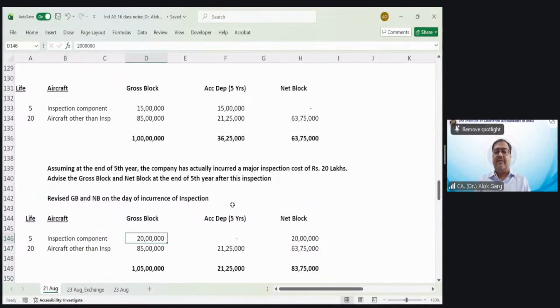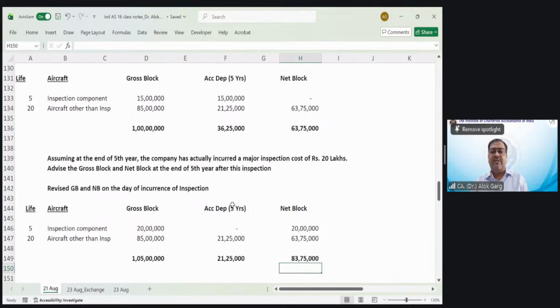Inspection component 20 lakh, 80. So basically the inspection cost will become 20 lakh, with accumulated depreciation 0. The old one was 15 lakh, which becomes 0. Now the new component has to be added to the gross block at 20 lakh, and the aircraft other than inspection is 85 lakh. This is my revised gross block of 1 crore 5 lakh, and the net block.